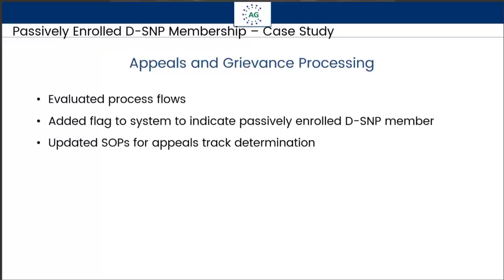So, appeals and grievances processing. We had to evaluate process flows, obviously, and I'm going to quickly walk through a couple of those on the next slide. We added a flag to the system to indicate passively enrolled DSNP members because it's treated a little differently. We have a flag so anyone looking at the member record would know that this is a passively enrolled member. And we obviously had to update standard operating procedures. A lot of it's around what track this case would take.